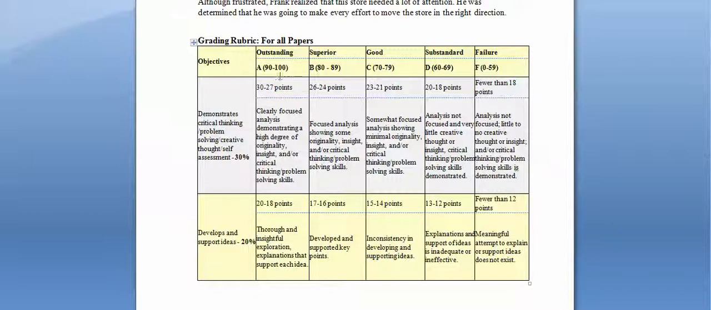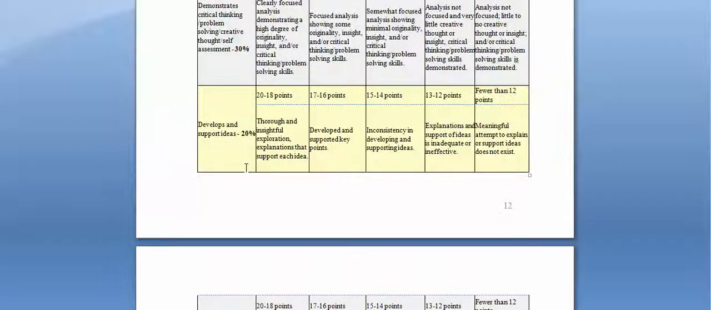Now, a lot of folks have asked about the grading rubric for the various assignments. The grading rubric can be found here in the syllabus, and the rubric for the papers as well as the group project is the same. It's graded based on several criteria or objectives. One is that you must demonstrate critical thinking, problem solving, creative thought, and self-assessment. Secondly, you need to make sure you develop and support your ideas. That means you need to present your example, present the concept or theory that you believe best applies to that example, and correlate them.